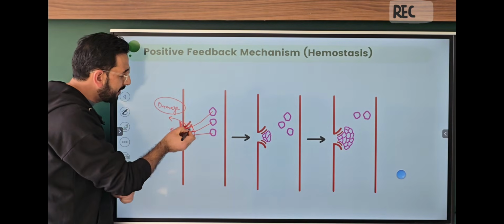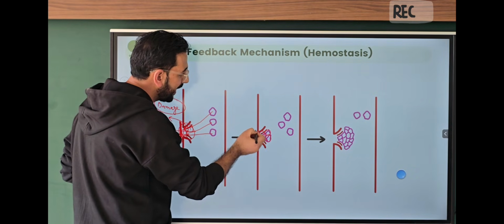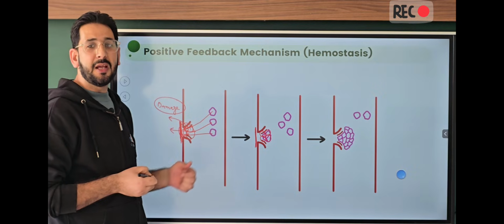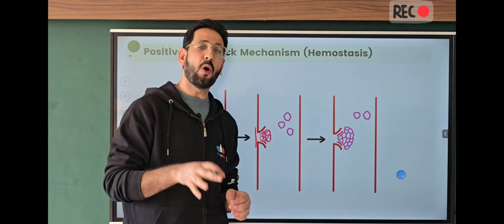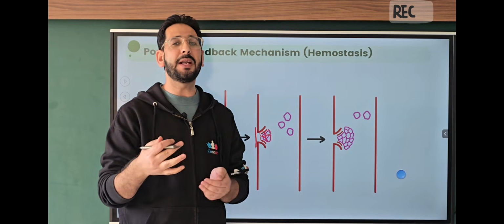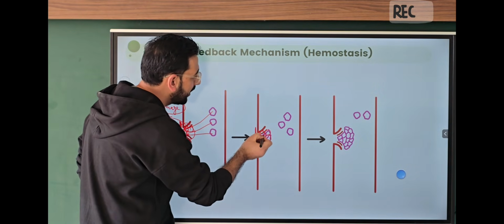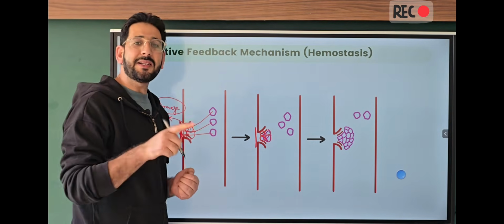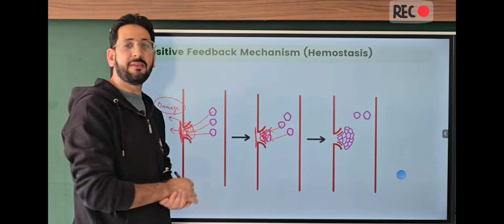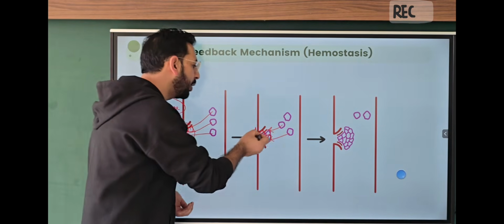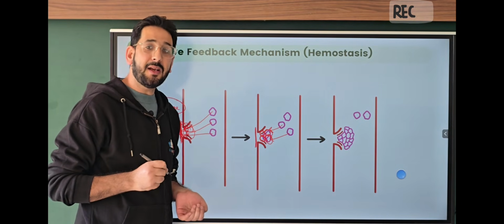Now once the platelet comes here and sticks to the exposed collagen or the von Willebrand factor, this is called platelet adhesion. The sticking of the platelet on a non-platelet surface is platelet adhesion. Once the platelet adhesion is done, the platelet gets activated and releases certain chemicals that will attract more and more platelets, and those platelets will come and stick on the platelet surface now. That is called platelet aggregation.